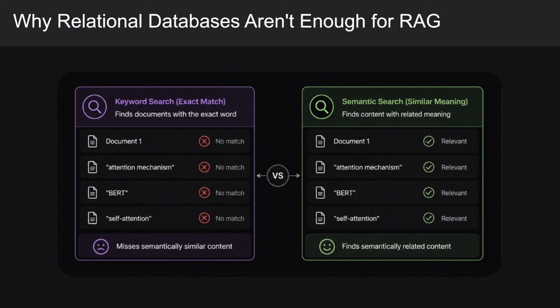This is what embeddings enable. Instead of storing text, you store a mathematical representation of the text's meaning. Then you find documents whose meaning is closest to the query's meaning. Vector databases are built specifically for this kind of search.